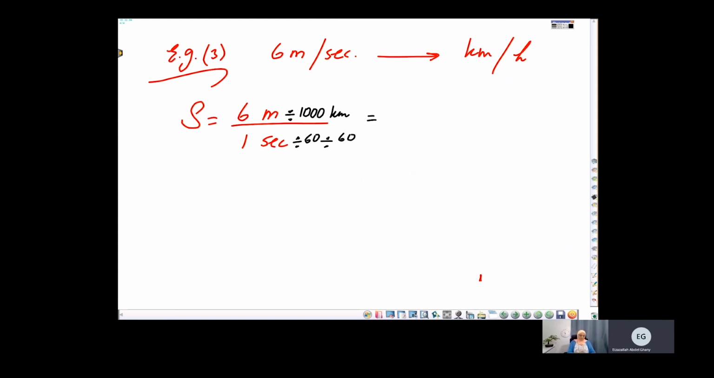Okay, so now on the calculator: 6 divided by 1000 in the numerator, the denominator 1 divided by 60 divided by another 60, and it is 21.6 kilometer per hour. Is everything okay?